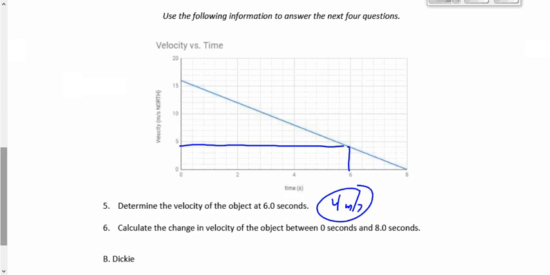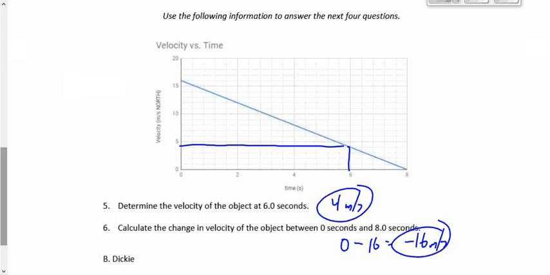The change in velocity between 0 and 8 seconds. Watch this one. The final velocity at 8 seconds is 0. The initial is 16. So the change in velocity is not 16 meters per second, but rather it's negative 16. Which should make sense, right? It's slowing down. It's decelerating.